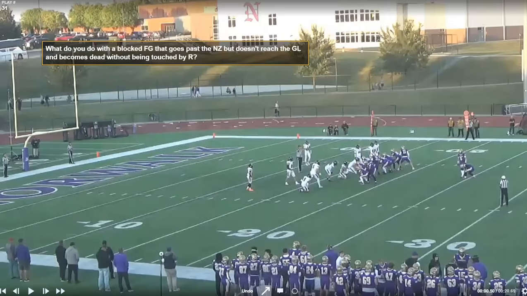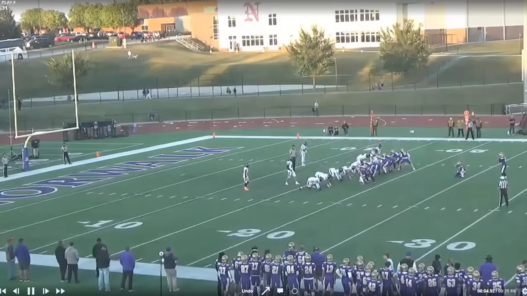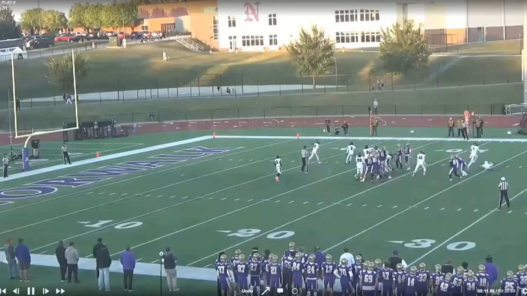You don't see this very often, but what happens when you have a blocked field goal that goes past the neutral zone but doesn't reach the goal line? We know if it reaches that goal line and breaks the plane of the goal line, we have a touchback. But what if it doesn't? So let's take a look at this one. We get this field goal that's partially blocked and goes downfield.